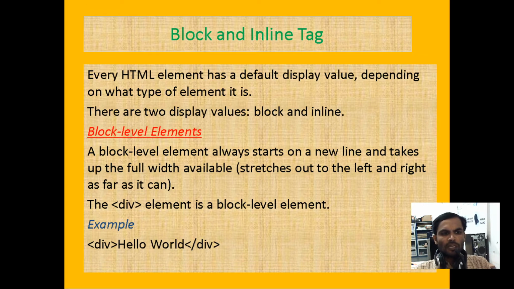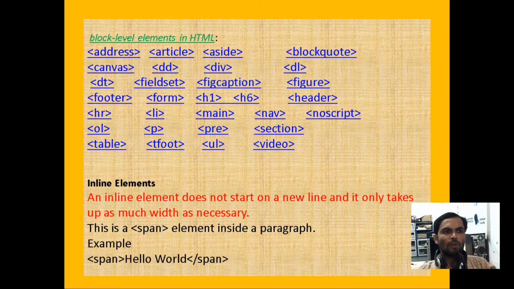Now, what tags come under the block tags? The div tag is an example. The list of block tags includes address, article, aside, blockquote, dl, div, dd, canvas, dt, fieldset, figcaption, figure, header, noscript, and main. These come under the block tags.